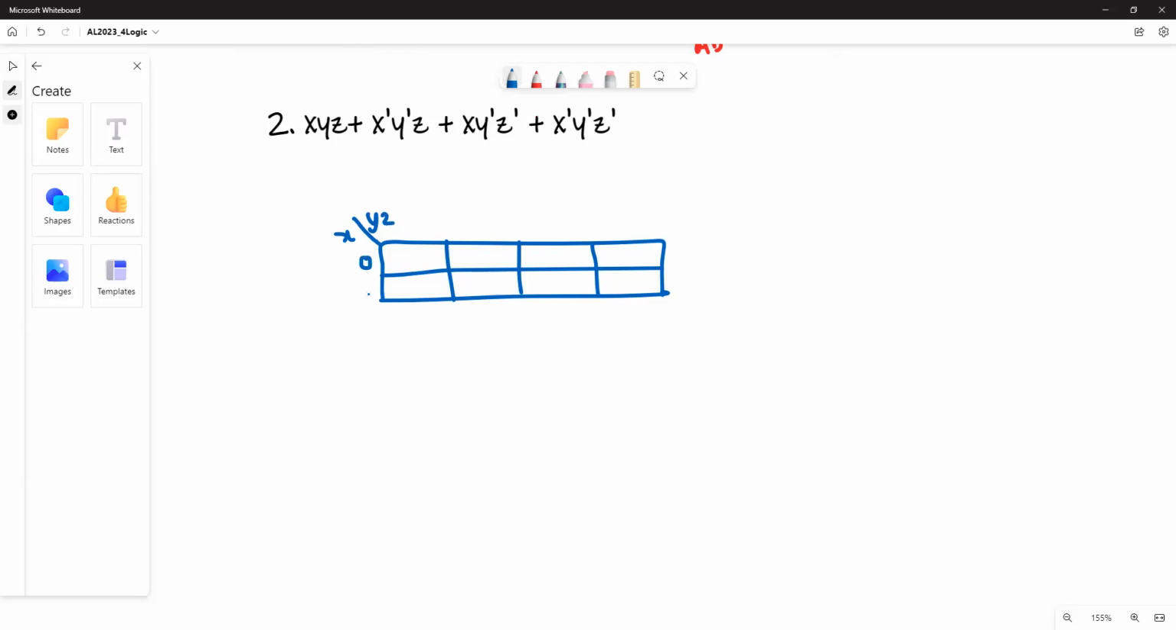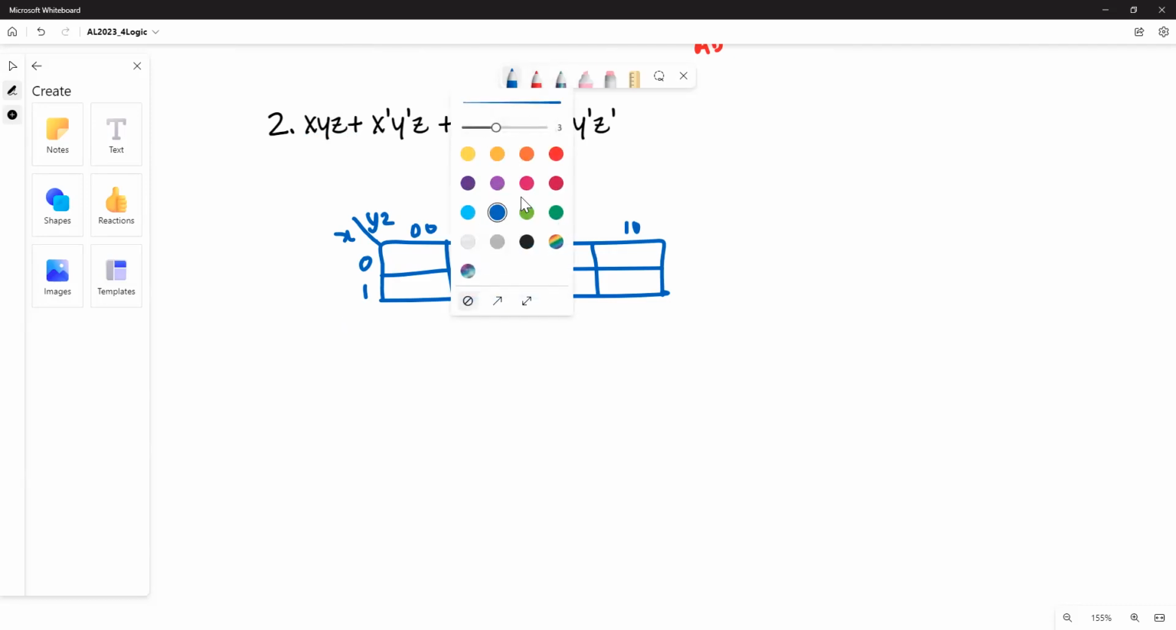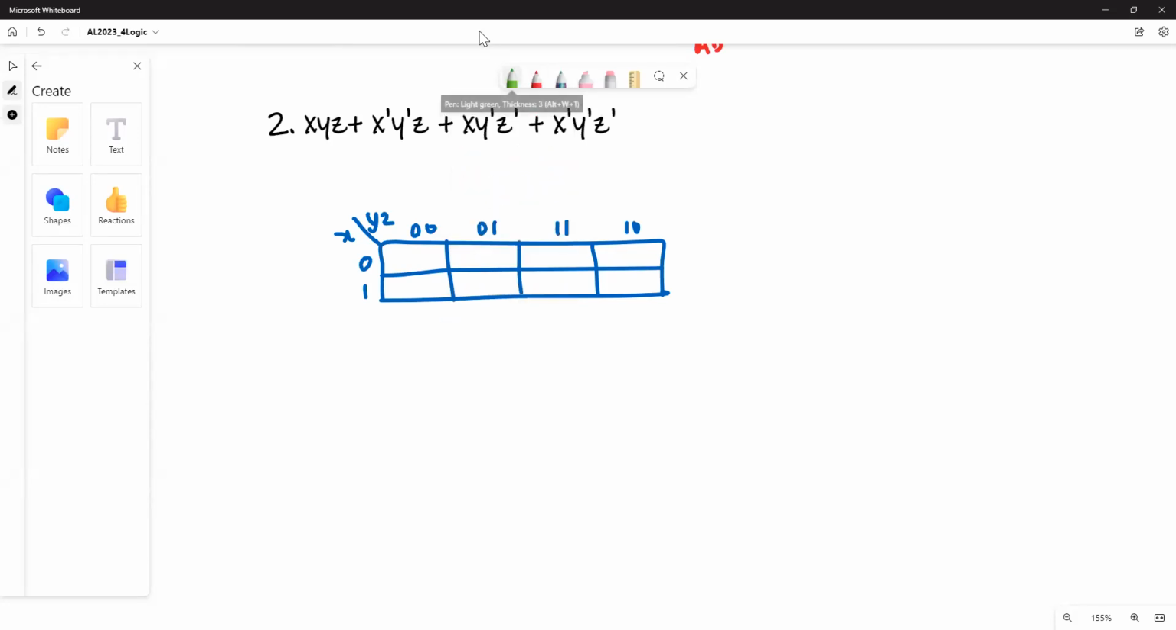So then the values could be 0, 1. 0 represents X bar, 1 represents X. Then we can have 0, 0, which represents Y bar, Z bar. Then 0, 1, Y bar, Z. Then 1, 1, YZ. Then 1, 0, Y, Z bar. Now first one, we have to have X, Y, Z. Right? X, Y, Z. So when you say X, it's 1. Y, Z means 1, 1. So that means this should be 1.